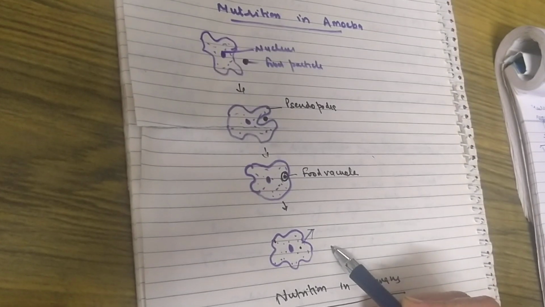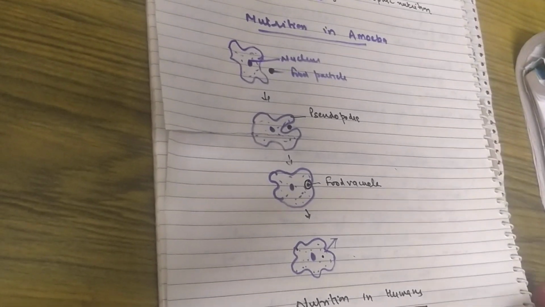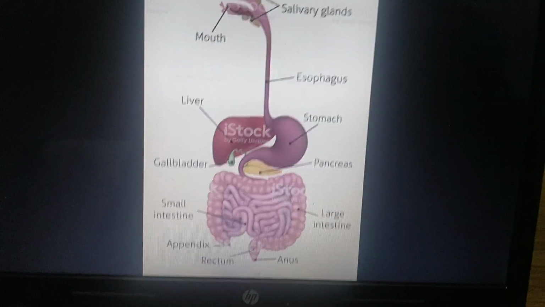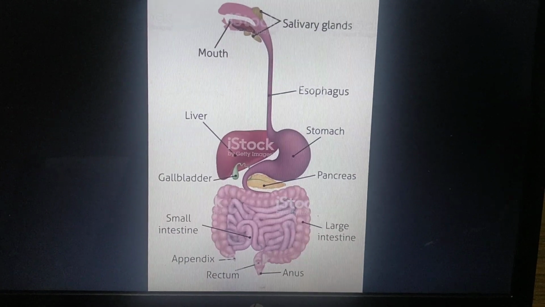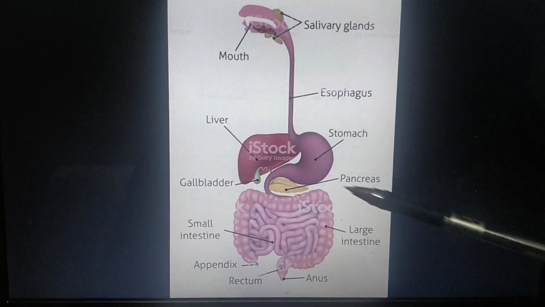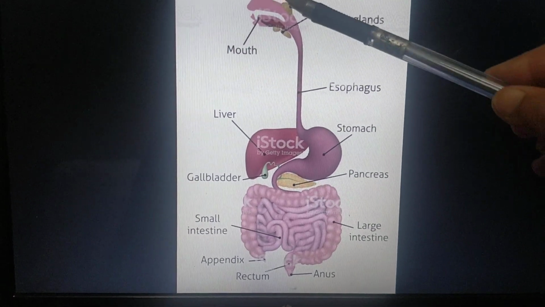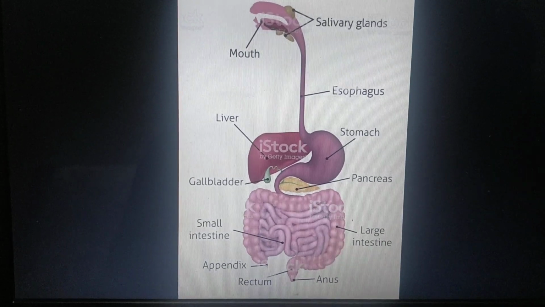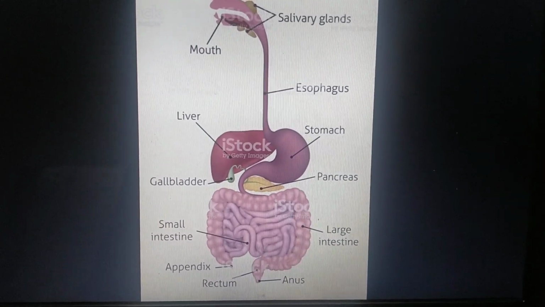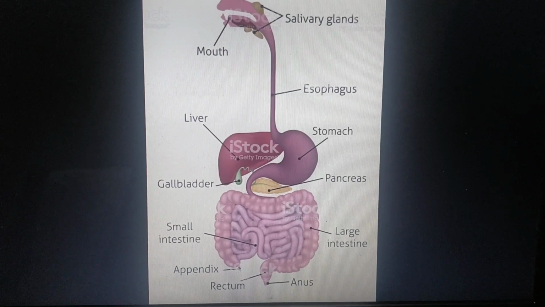Now we continue with nutrition in humans. In humans, first we will discuss the structural part. The digestive system of the human consists of the alimentary canal as well as digestive glands. The alimentary canal is a long tube-like structure that starts from the mouth and ends at the anus. Digestive system starts from the mouth. In the mouth, there are teeth that help in chewing of the food.